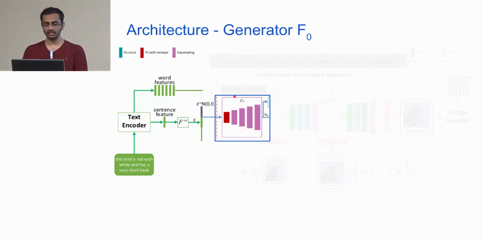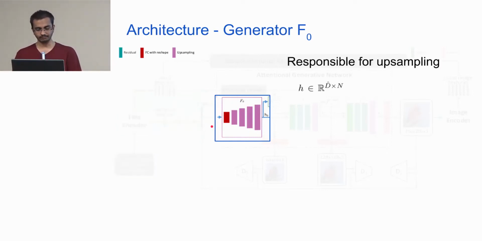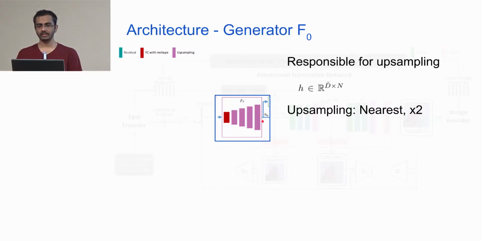Now we will go to the generator, which is the zeroth stage generator, the F0 network. As you can see from the legends in the diagram, you first have the fully connected layer with reshape, and this network is basically responsible for most of the upsampling. The upsampling blocks are each done using nearest neighbor interpolation, and the scale factor is 2. So in every upsampling block, you double the height and the width. As you can see, all of the upsampling is done here. So here the output would be 64 by 64 by some number of channels, which we'll deal with later, but basically the height and width for the generated image in this stage has been achieved.